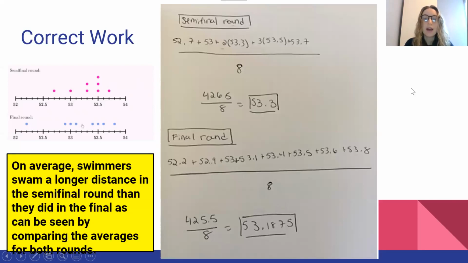When you calculate out the averages, you should have gotten 53 and 3/10 for the semifinal round. And then for the final round, you should have gotten 53.1875. And on average, in comparing those, you can see that swimmers swam a longer distance in the semifinal round than they did in the final, as can be seen by comparing those two averages.